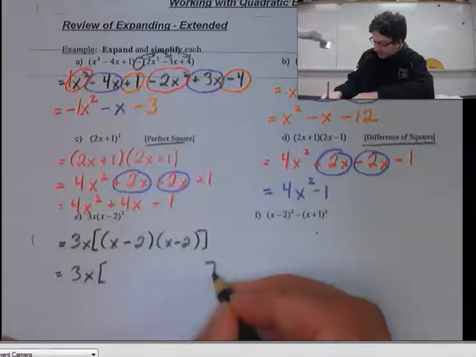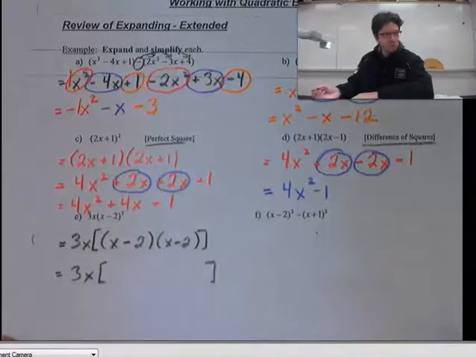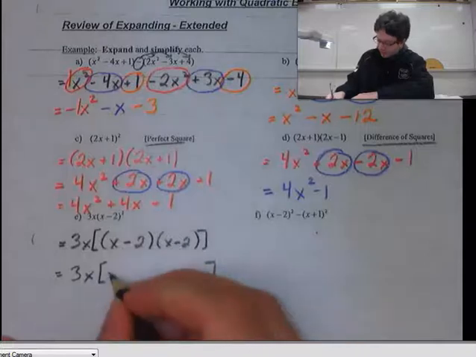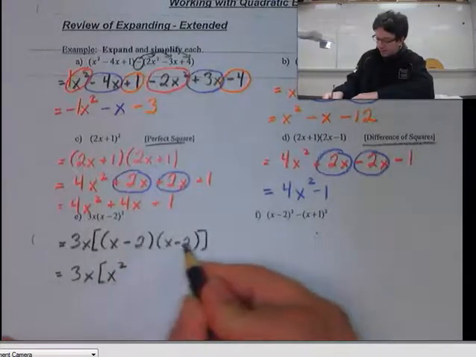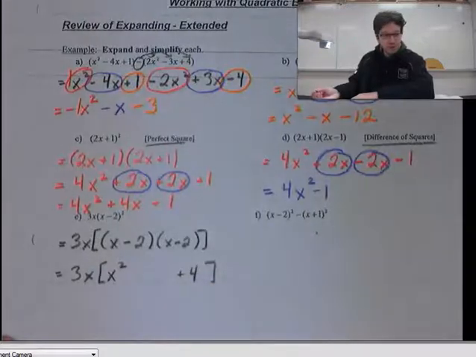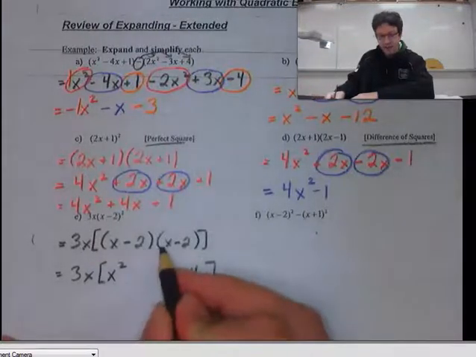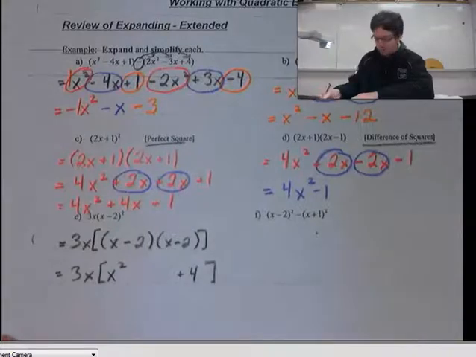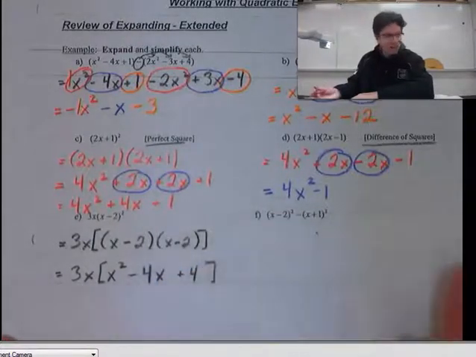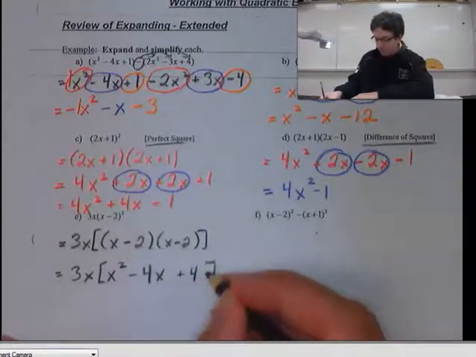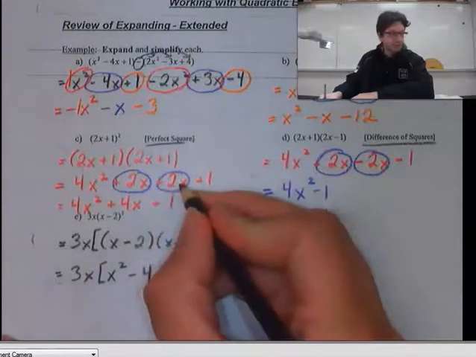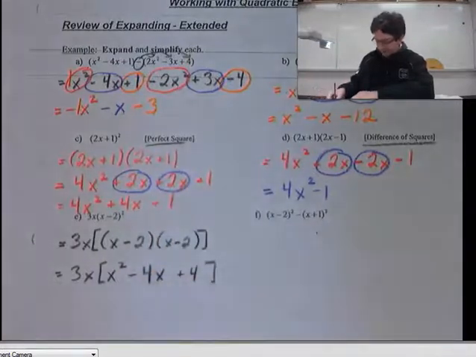But as you get used to perfect squares, you're probably going to get faster. Right? You'll realize, oh, your first term is just x squared. Your last term is plus 4. And then the two terms in the middle are identical. Minus 2x and minus 2x, which is going to give you minus 4x. But you don't have to do that in one step. If you want to write it out first and then add the two like terms, that's fine.